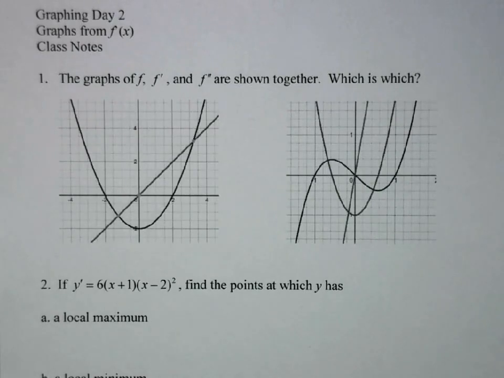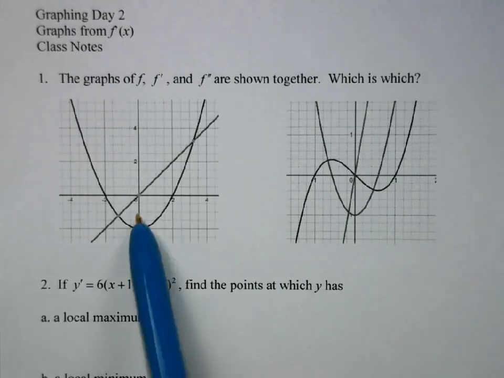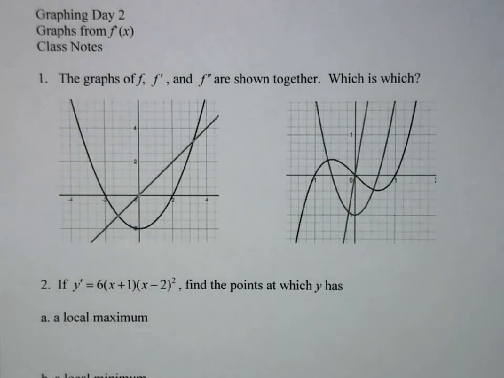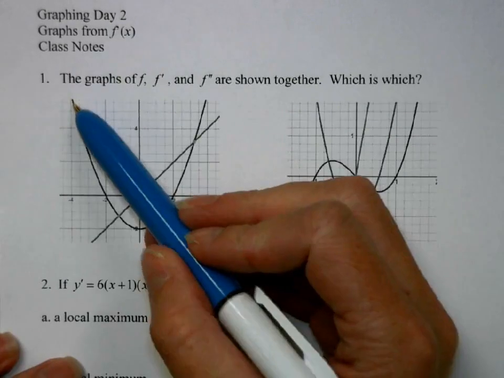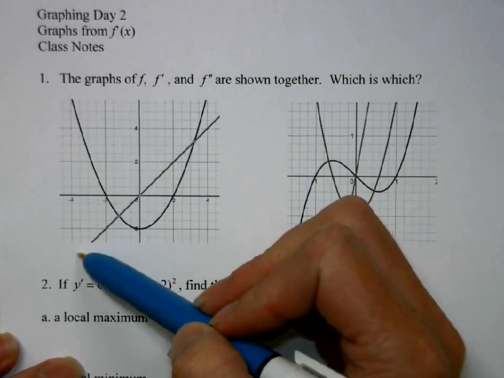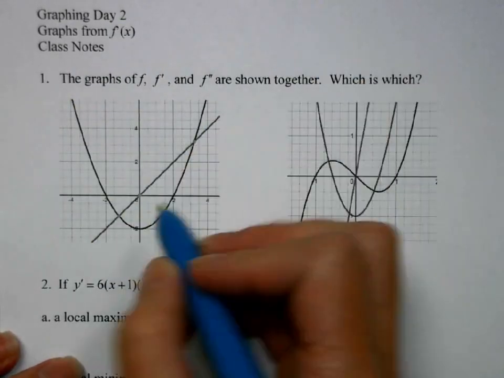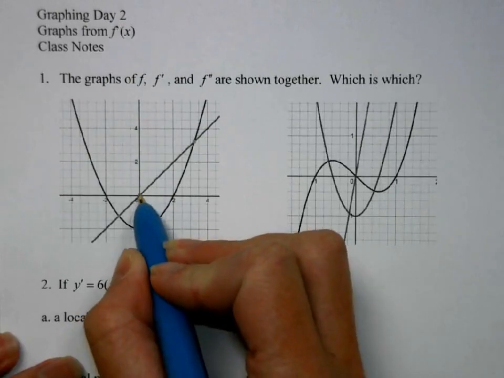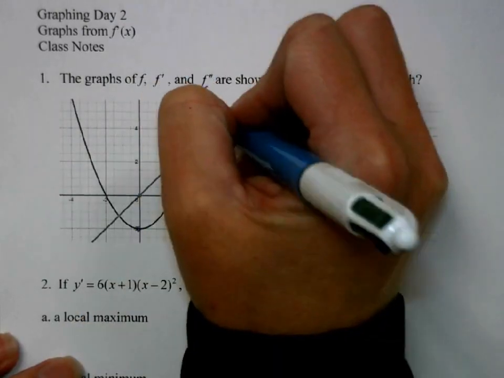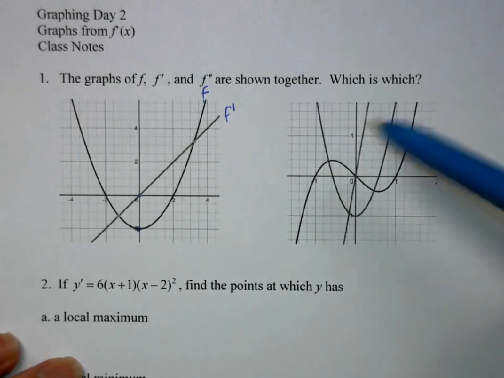Alright, today we're going to continue with graphing and how it relates to different derivatives. First off, just as a refresher, we have three graphs. We want to think about which one is the original function, which one is the derivative, and which is the second derivative. Well, we know if we have a quadratic, its derivative is going to be a line. The slope here is 0, which is why its derivative is 0. So this one is f, this one is f prime.